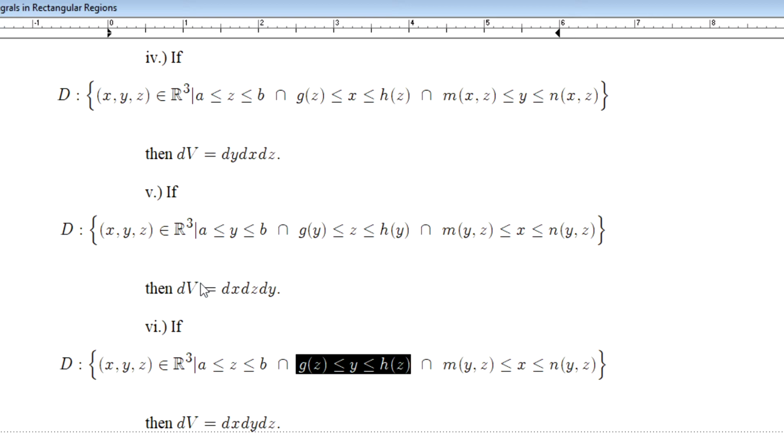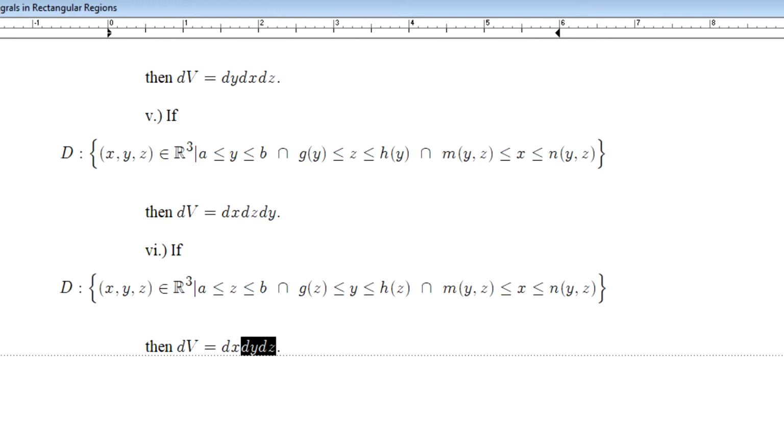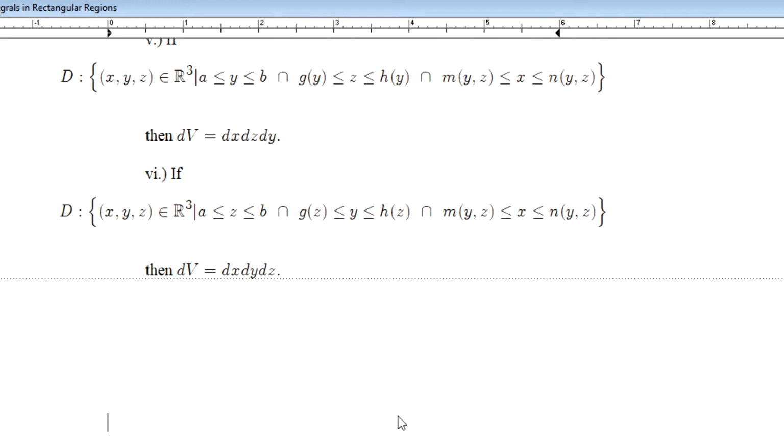In case 5, our order is dx, dz, dy, whereas in case 6, that would be dx, dy, dz, where again, dx is still going to be our first integration in the iterative process, but it's dy and dz that change their order of integration. All right?